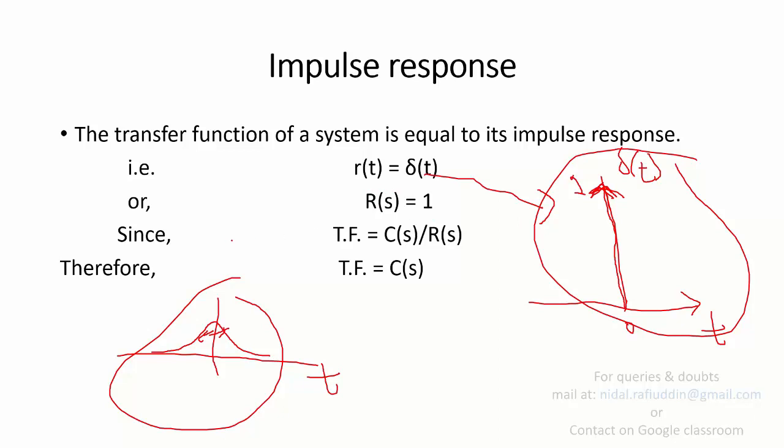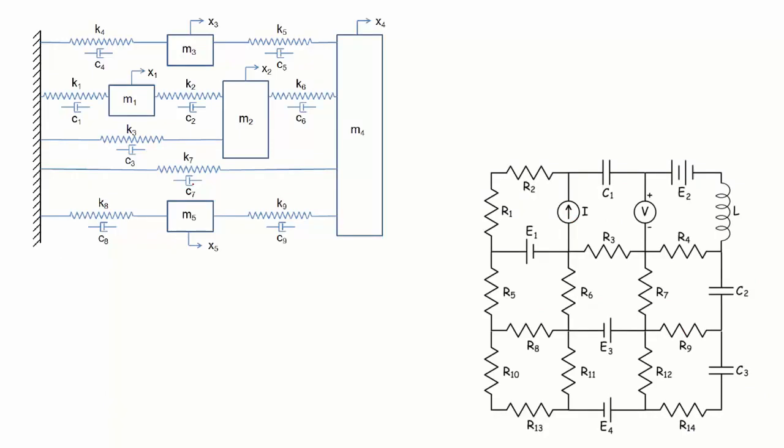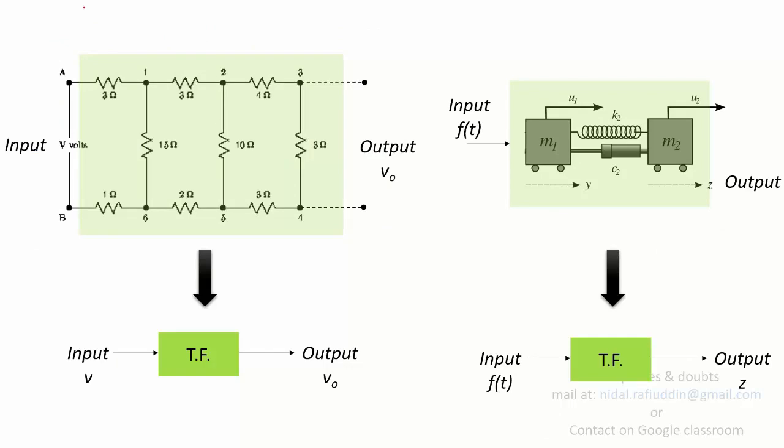So since we know that the transfer function is equal to output divided by input, where if you feed R(s) equal to 1, you get C(s), the transfer function is equal to C(s). Which means that for a system like this, if you are going to apply an impulse input, let's say this is the system, you provided an input f(t) over here, and you obtained the output z.